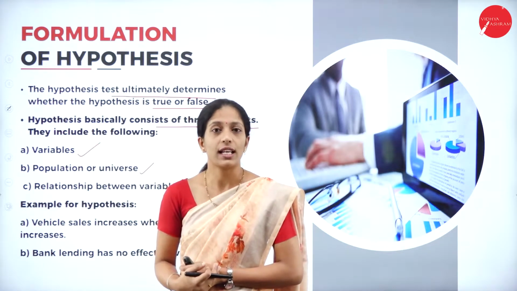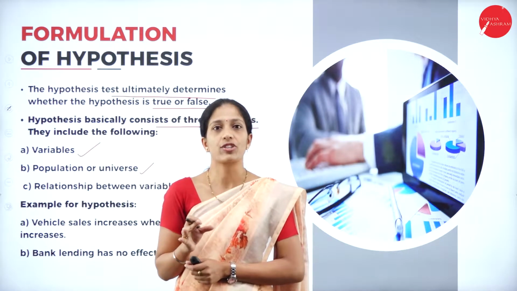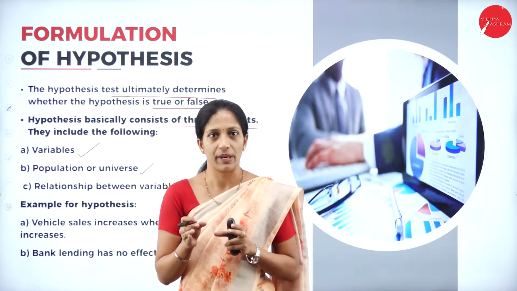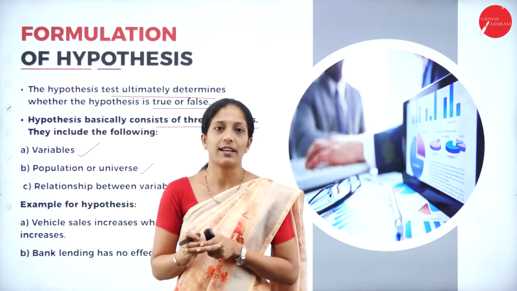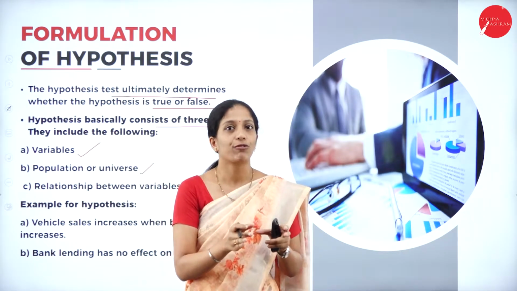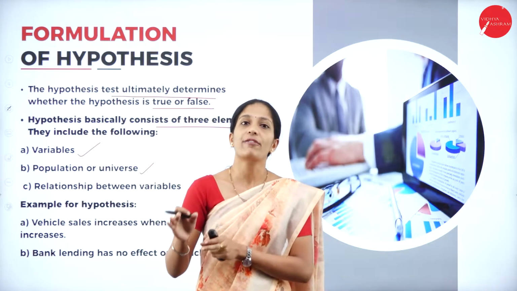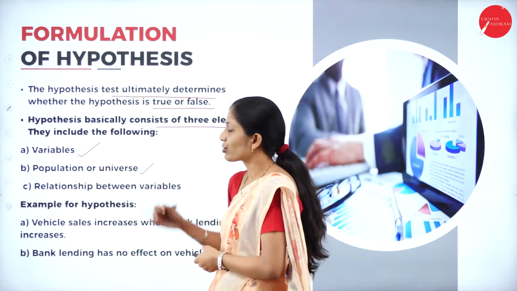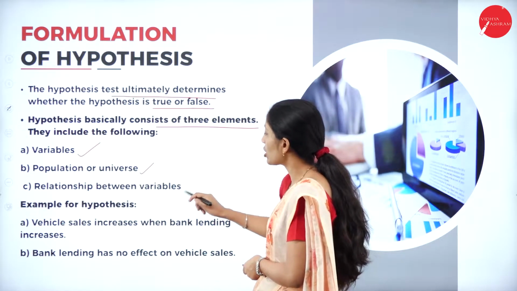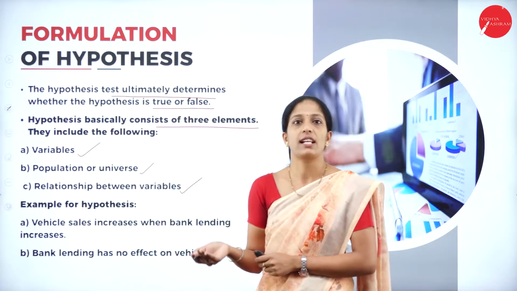Whether he has to collect the information from the whole population through the census method or by selecting a group of people from the selected population, which is known as what? Sample. Now, whether he has to collect the information from the population or from the sample, that also comes under formulation of hypothesis. Next, relationship between the variables. So, what is the relationship?